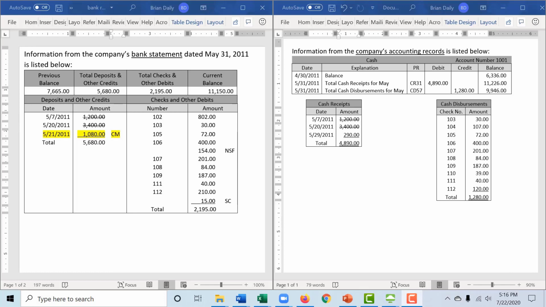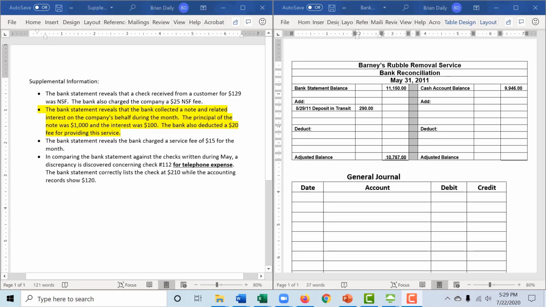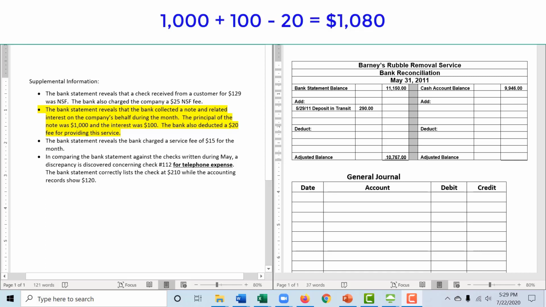In real life, the company's accountant would have to dig a little deeper to figure out what this credit memo was all about. In this problem, we can look to our supplemental information. The supplemental information informs us that the bank statement reveals that the bank collected a note and related interest on the company's behalf during the month. The principal of the note was $1,000 and the interest was $100. The bank also deducted a $20 fee for providing this service. If I take the $1,000 principal of the note, add the $100 of interest, and subtract the $20 fee, I get $1,080, which was the amount listed on the bank statement.